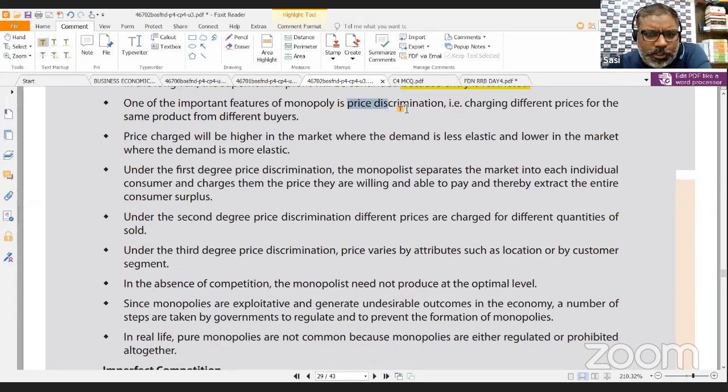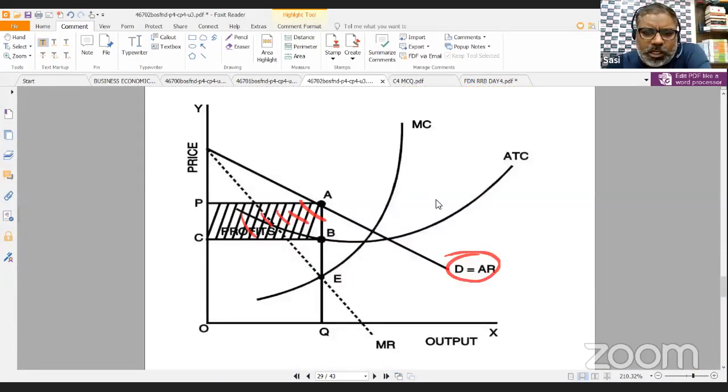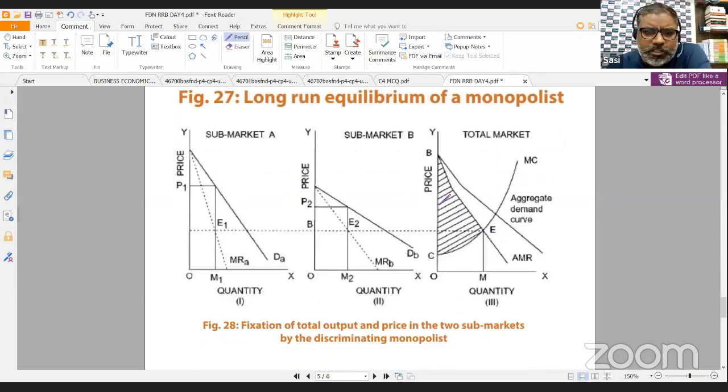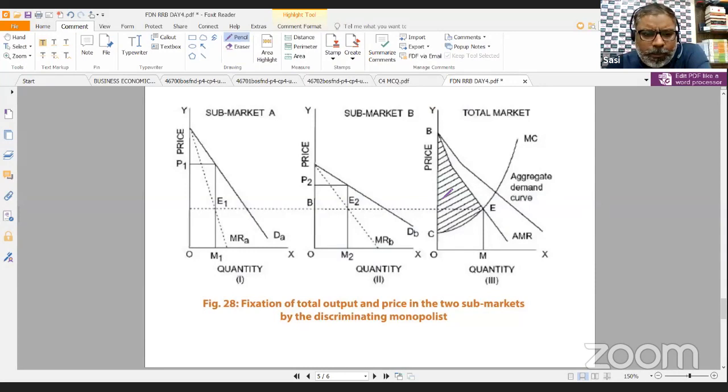Another very important characteristic of the monopoly is price discrimination. Price discrimination means a monopolist can charge different prices from different customers. Price discrimination is a very important feature of monopoly. That can be observed from this graph also. Look at these two different markets. Let us say this is submarket A, this is submarket B.